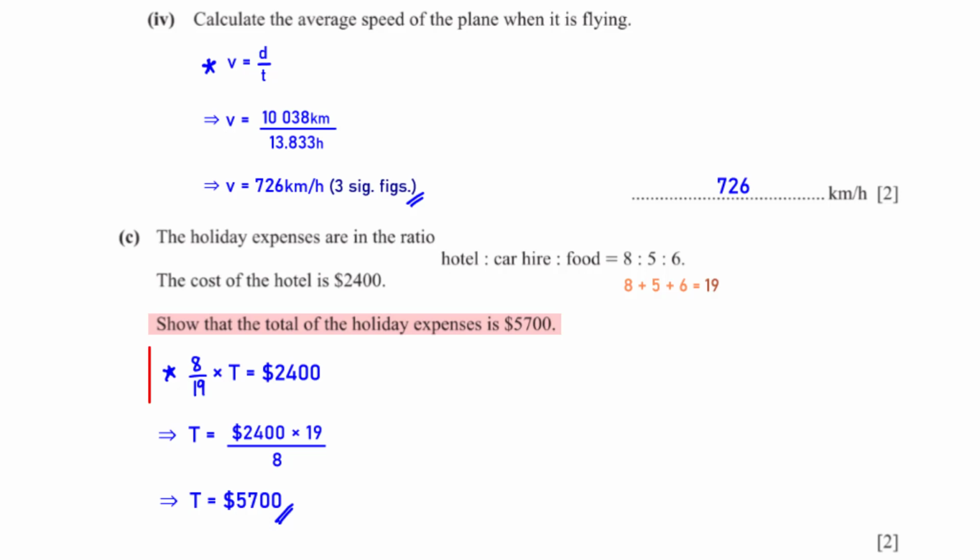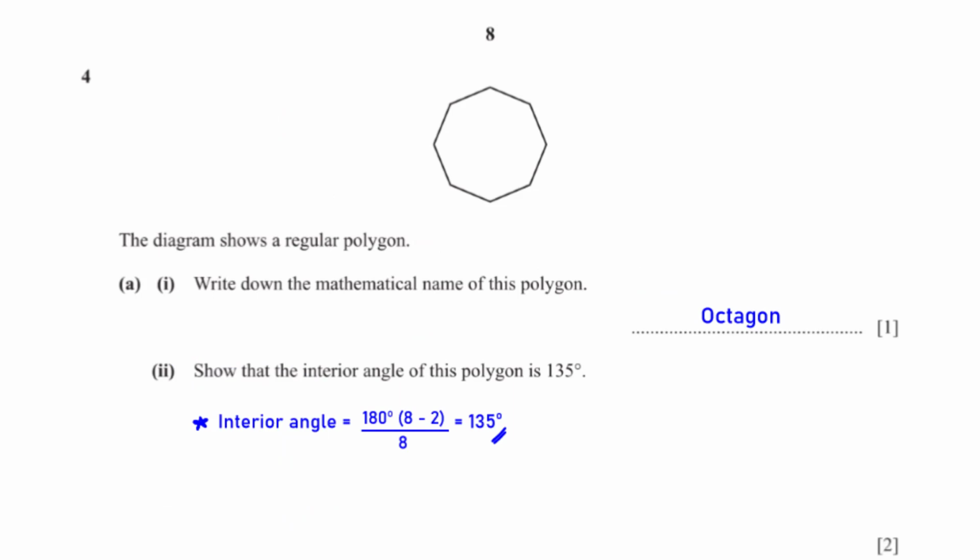The cost of the hotel, which is $2,400, is equal to the ratio share for the hotel, which is 8, divided by the total ratio, which is 19, times the total amount for all the expenses, which we are calling T. When we make T the subject, this is what we get, which is equal to $5,700.